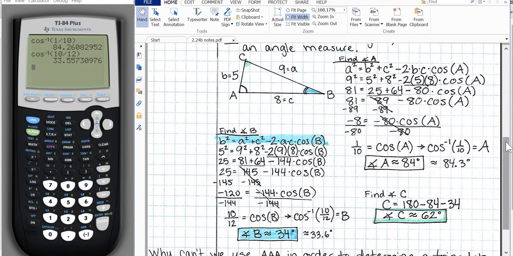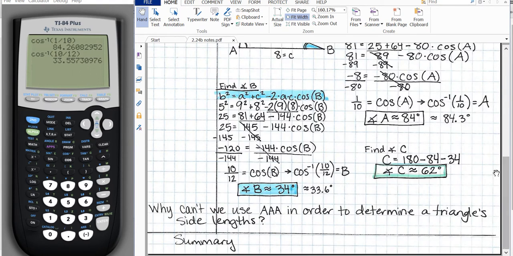It's pretty awesome stuff. But here's something for you to kind of think about and puzzle over. Why can't we use angle, angle, angle in order to determine a triangle's side lengths? So if we're given a triangle and all three angles are labeled, why can't we find out the side lengths? That's something for you to think about.